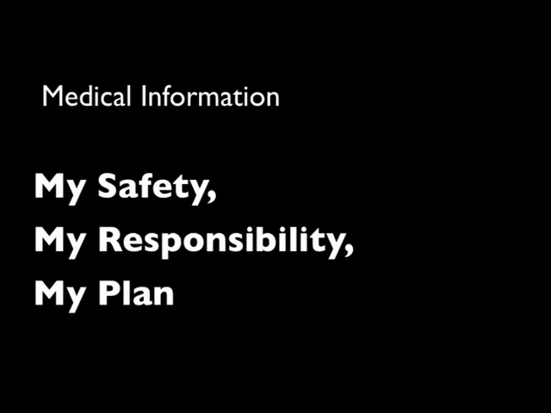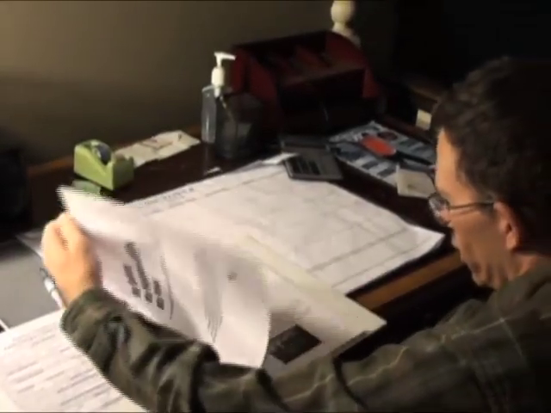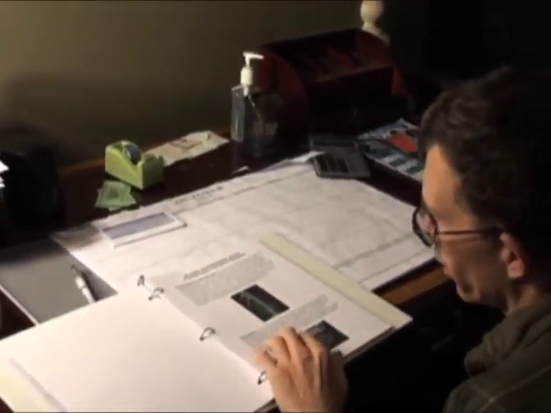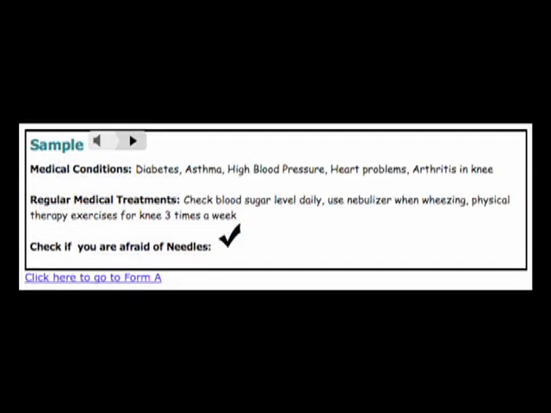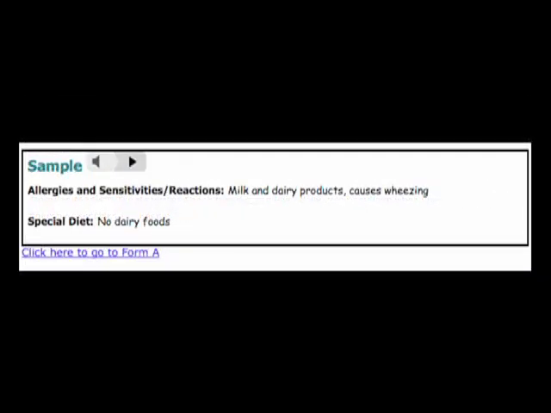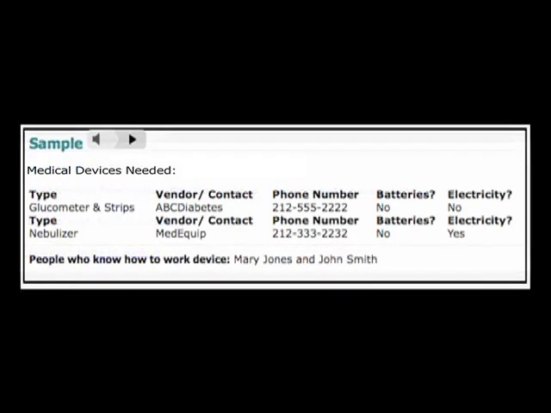The first section is medical information. It is a good idea to have your medical records in front of you before you begin. It is important to have up-to-date medical information. Complete as much as you can. You may have to check your records or ask your support person to help you get any other information you need.